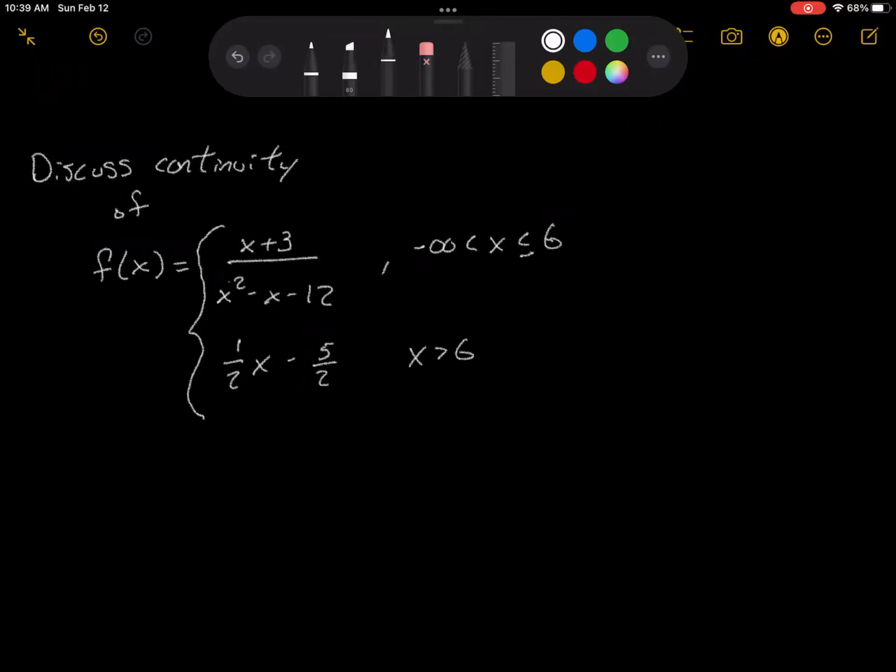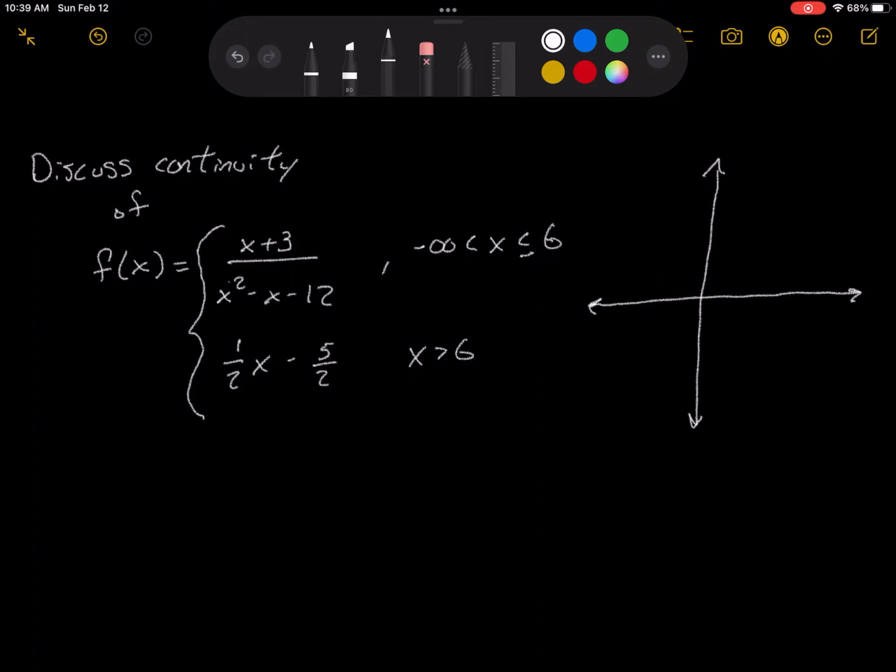All right, I have a piecewise function here. The piecewise function is this rational function on the left side of 6 and at 6. And then if we move past 6, we get a straight line, 1/2 x minus 5/2. So in fact, we're going to want to graph this, and we want to discuss the continuity of this function.